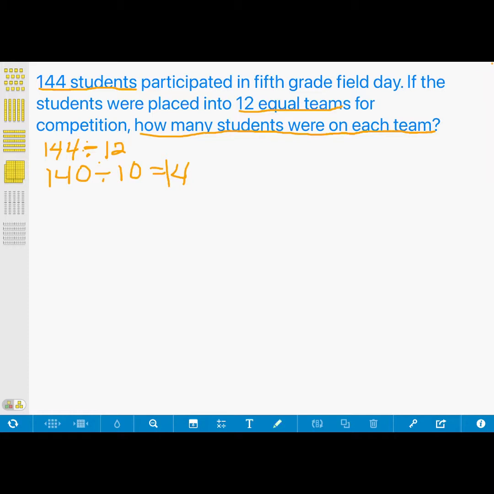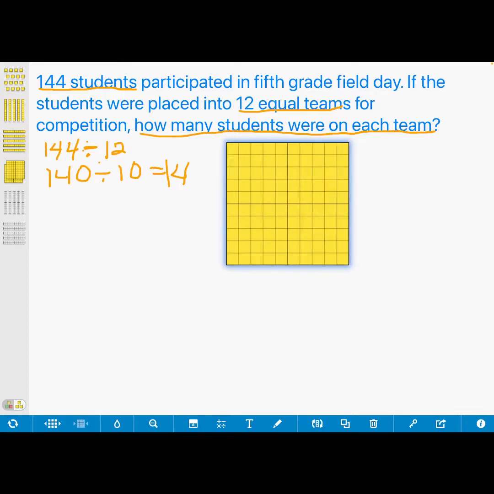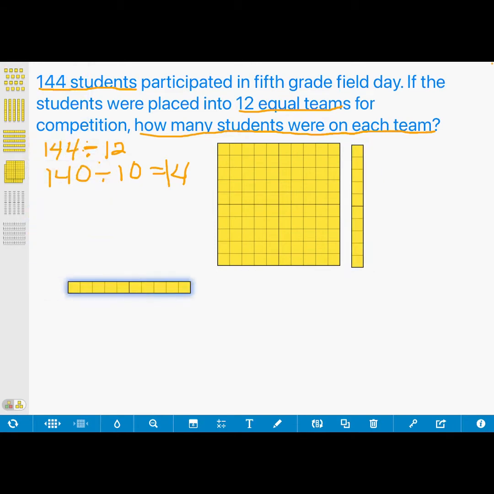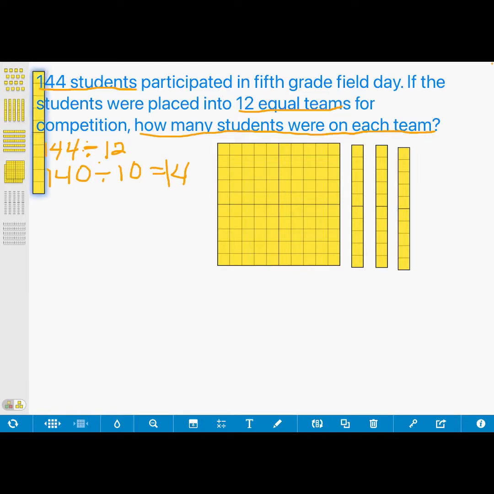Now I am going to use my base 10 blocks to represent this problem. So I have 100, 110, I can flip this one, 120, 130, 140, 141, 142, 143, 144. So these base 10 blocks represent my 144 students.